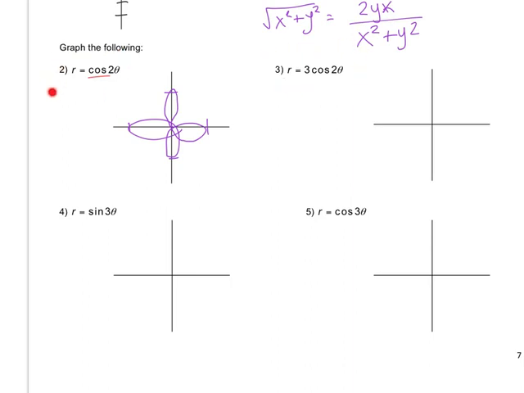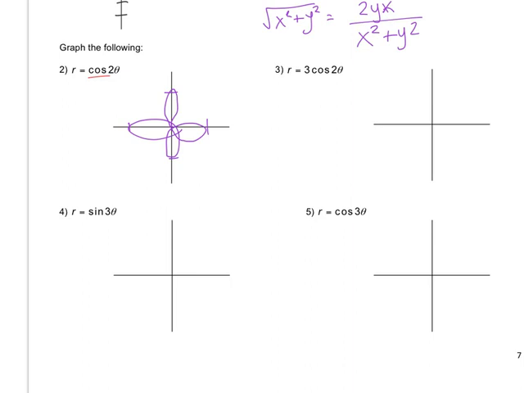So we changed for number 2, we changed sine to cosine. Now going from what we just graphed to number 3, all we're doing is putting a 3 out front of it. So it's still cosine 2 theta. This time we're just putting a 3 out front of the cosine, and let's see what happens to our graph. Remember, zoom 5.